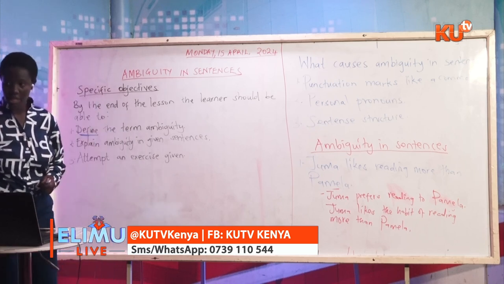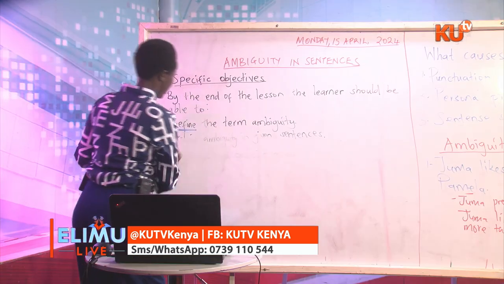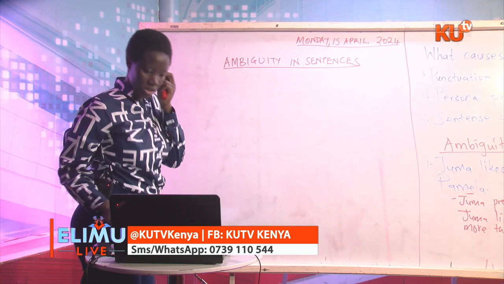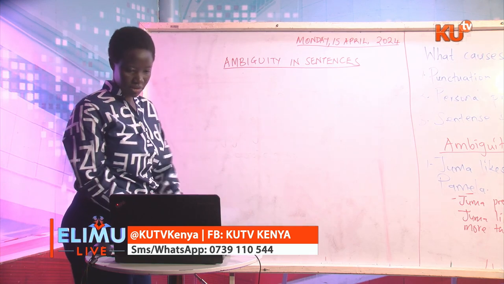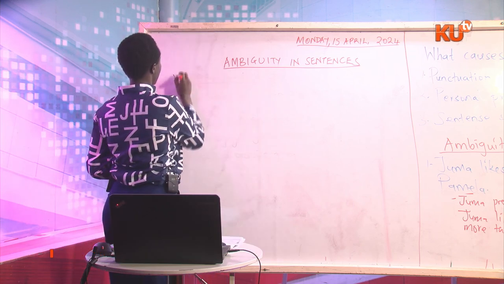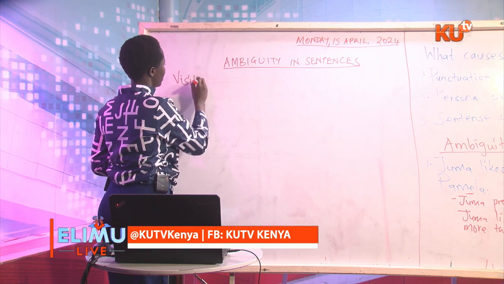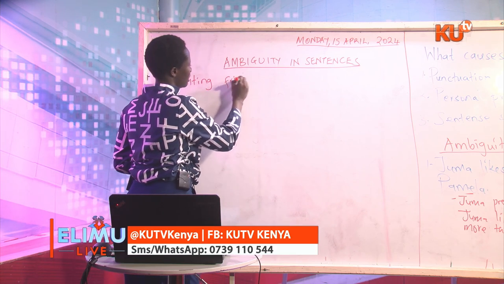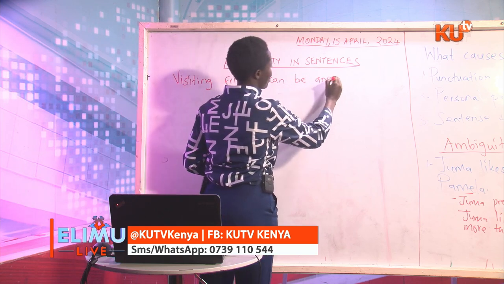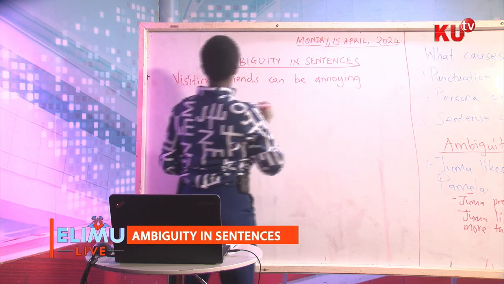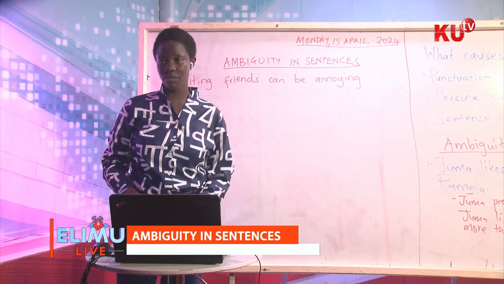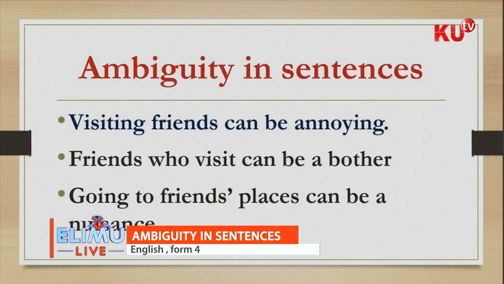So welcome to our second sentence. The second sentence: visiting friends can be annoying. So this is our second statement. Visiting friends can be annoying.